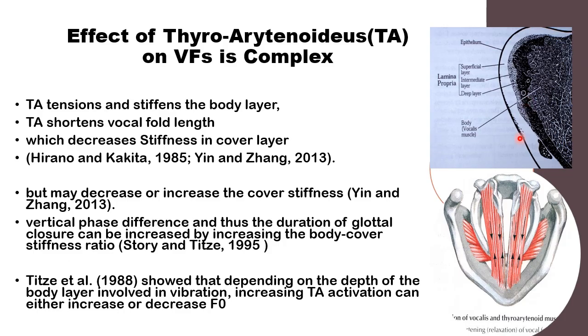The effect of the Thyro-Arytenoideus muscle, the vocalis muscle, on the vocal fold fundamental frequency is a little bit more complex. The Thyro-Arytenoideus muscle tends to stiffen and tense the vocalis muscle itself, the body layer of the vocal fold tissues, the core layer. But at the same time, it shortens the vocal fold length, and this would lead to a decrease in the stiffness of the cover layer of the vocal fold.